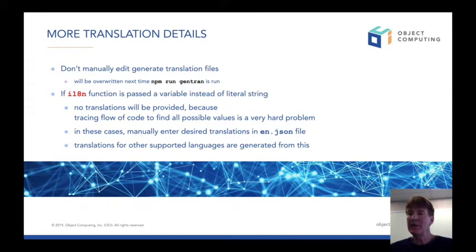The generated translation files should not be manually edited. Changes to them will be overwritten the next time the npm run gen_tran command is run. If the I18N function is passed a variable instead of a literal string, no translation will be provided. This is because it would be very difficult to trace the flow of the code and determine every possible value of the variable. When variables are needed, manually add English translations in the en.json file. These will be translated to all the supported languages when the npm run gen_tran command is run.